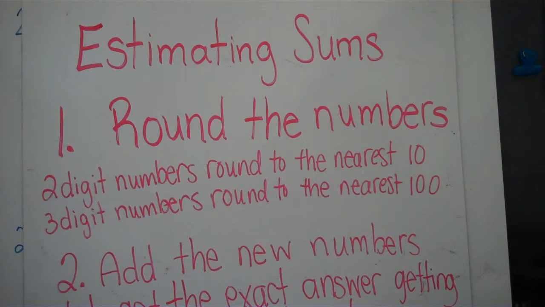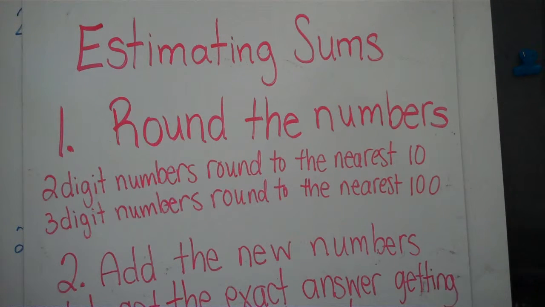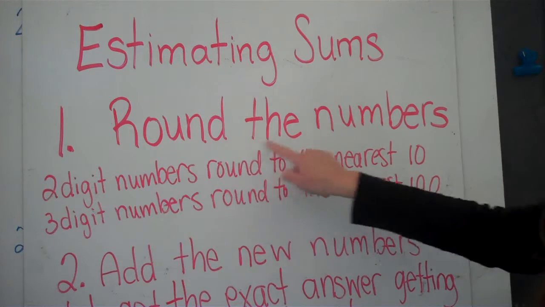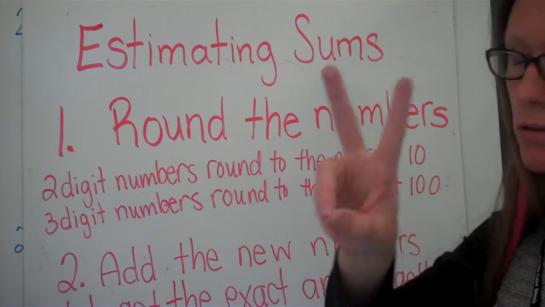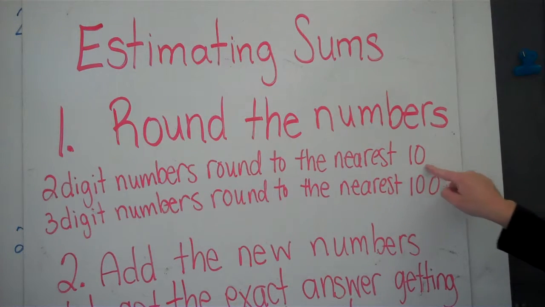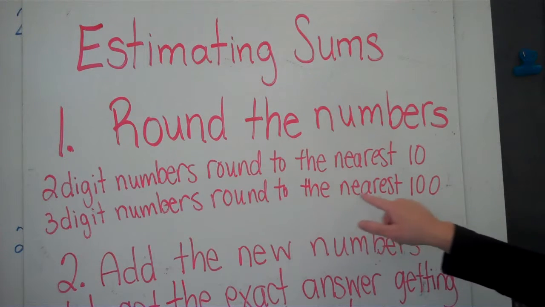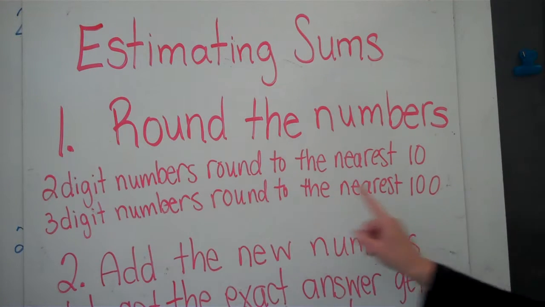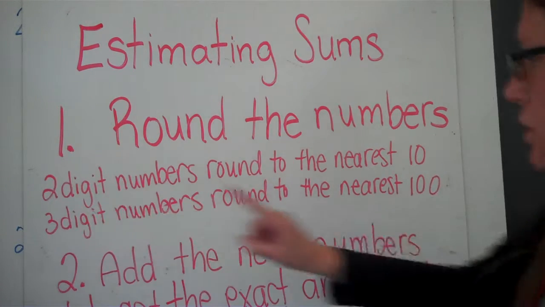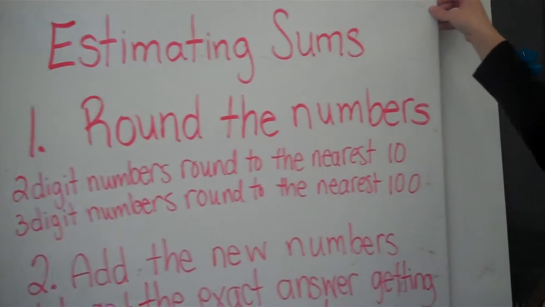I'm not getting the exact answer. I'm getting an estimate. Okay? So, the first thing you're going to do is you're going to round the numbers. If you have 2-digit numbers, round to the nearest 10. If you have 3-digit numbers, you're going to round to the nearest 100. Okay, so remember, 3-digit numbers round to the nearest 100, 2-digit numbers round to the nearest 10. Let's take a look. This is easy.